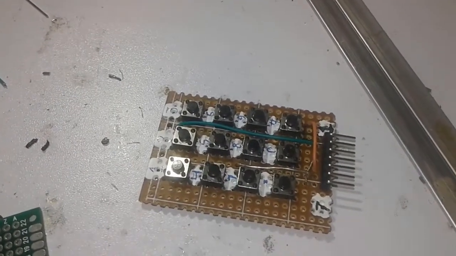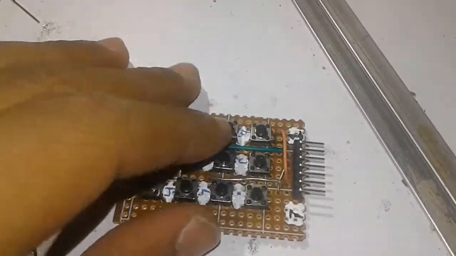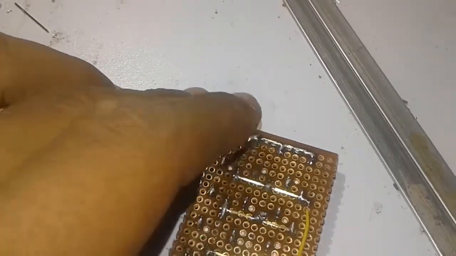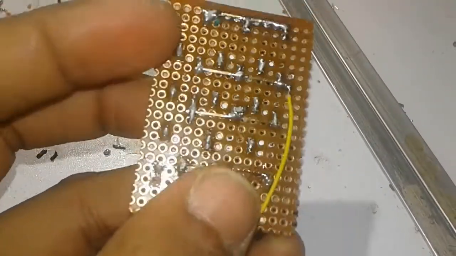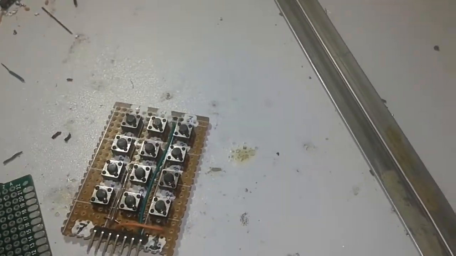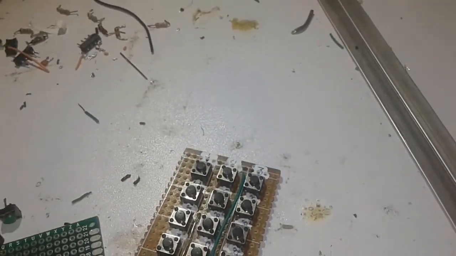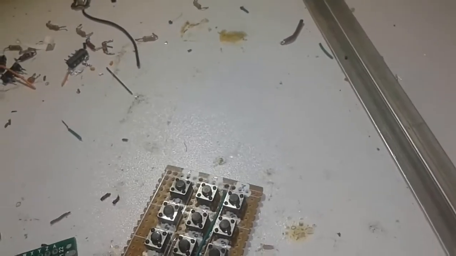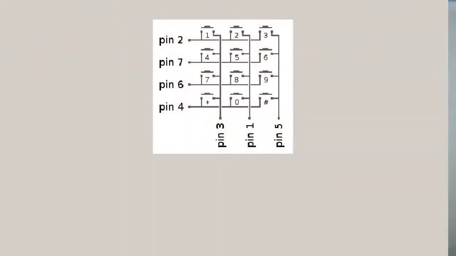Hi guys, so this is my DIY belt keypad that I've built using a fairly simple schematic that I found on the internet. I don't really remember where I found it, and here it is. So that's the schematic that I used to pin.